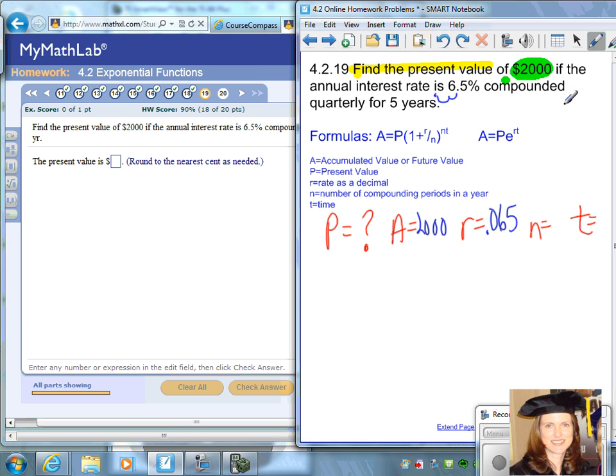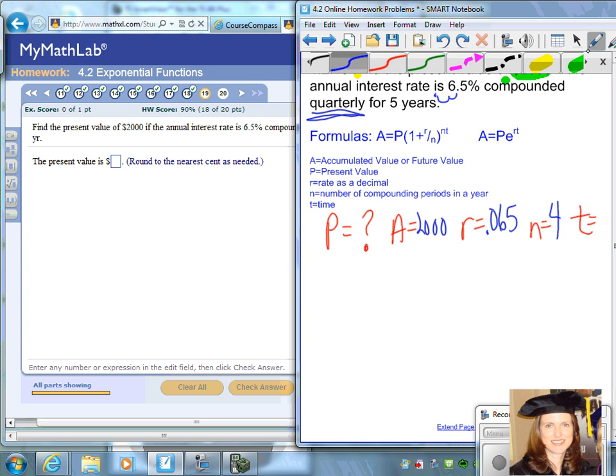N is the number of compounding periods. If it's compounded quarterly, that means every quarter of a year the interest is compounded. That means 4 times a year the interest will be calculated, compounded. And then the last number we're given is 5 years. So we're given $2,000 accumulated value, 6.5% is your rate. It's compounded quarterly, that's how we get N equals 4. For 5 years, that means our T is equal to 5.